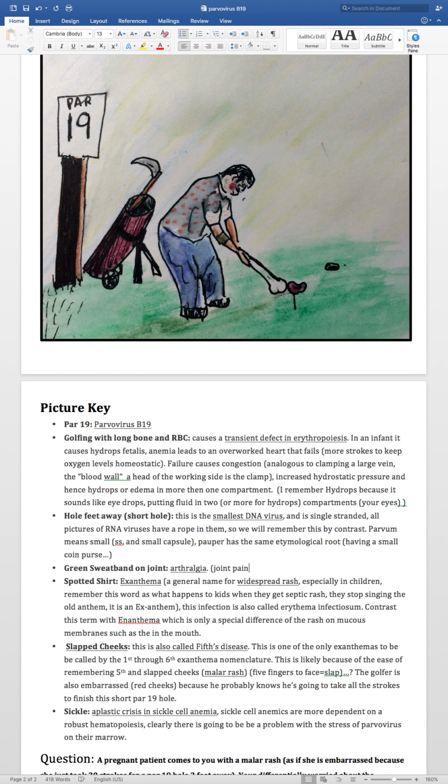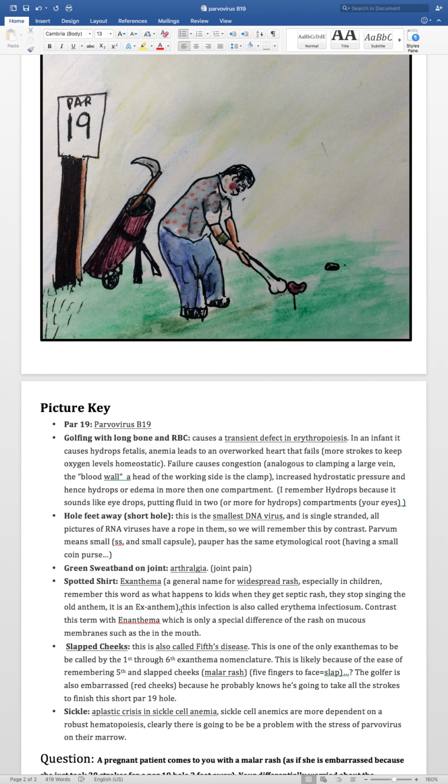You see he has this spotted shirt that represents the exanthema, which is a general name for a widespread rash. And generally when people say exanthema, it's sort of implied that it's with kids, because kids happen to get these septic rashes that are caused by the classic exanthema-causing pathogens such as rubella or roseola or varicella and so on and so forth.